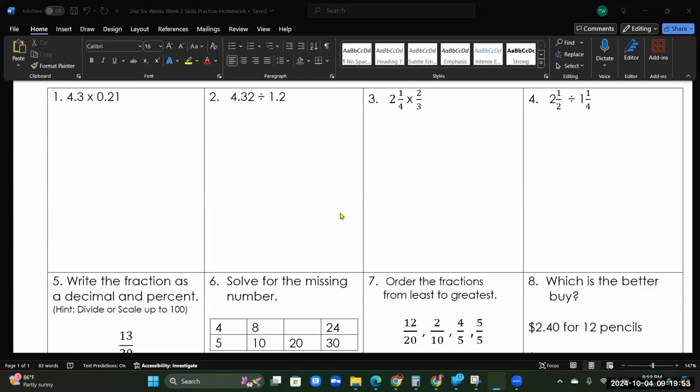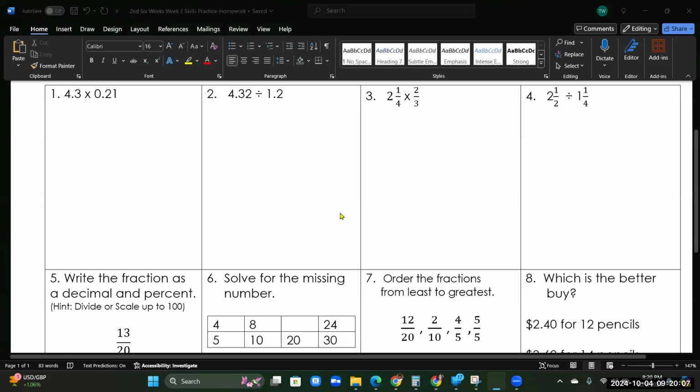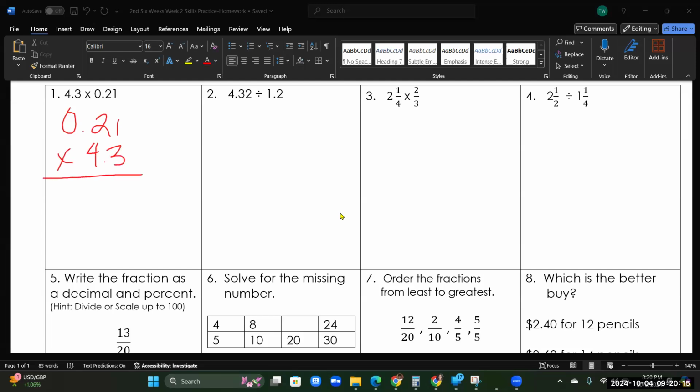All right. Number one, multiplying decimals. Unlike adding and subtracting, you don't have to line up at the decimal. So since 0.21 has more decimal places, we can put it on top. Put our 4.3 on the bottom. Multiply like normal and ignore your decimals for now.